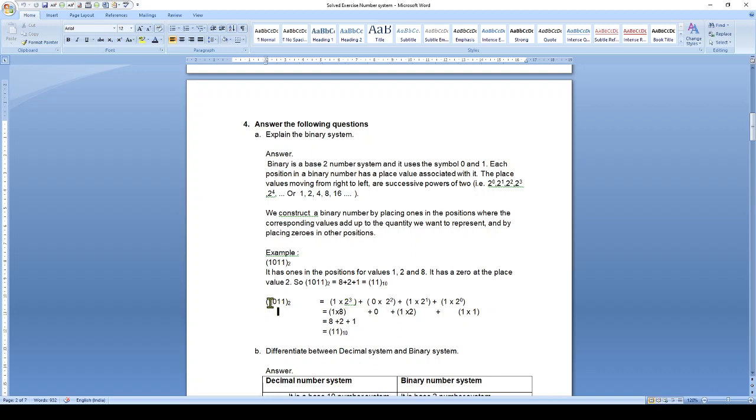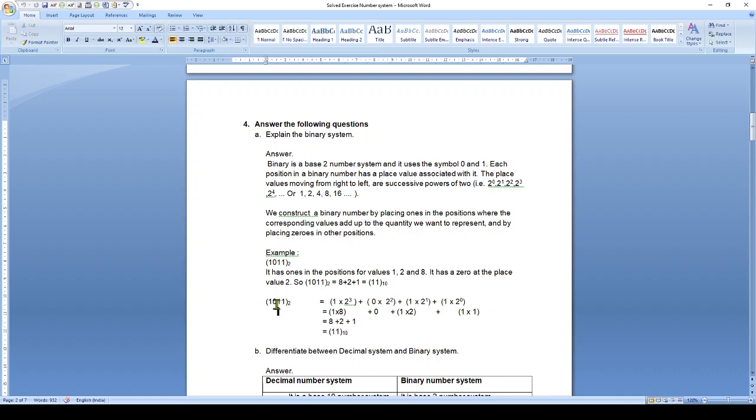here. This is 2 to the power 3. What is this position? If you count, this is 0, 1, 2, 3. So maximum you will have 2 to the power 3. So place a 1 in the position 2 to the power 3. So you get 8. Now if you place another 1 in 2 to the power 2's place, then what will be the value of 2 to the power 2?